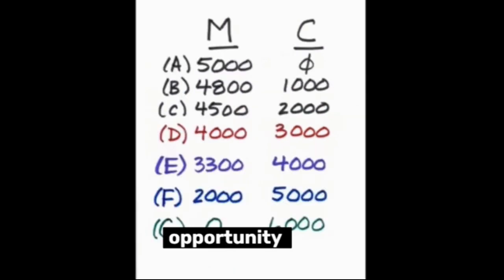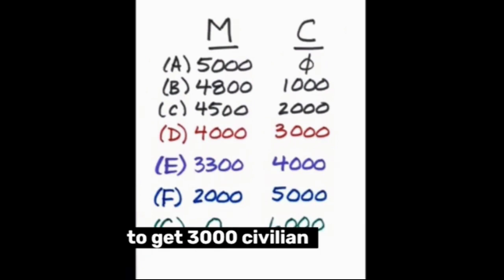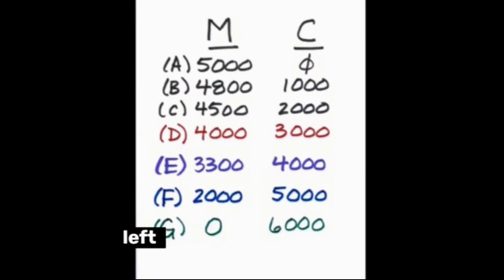Following this pattern of increasing opportunity cost, let's complete the table. To get 3,000 civilian goods, you drop to 4,000 military. To get 4,000 civilian, you drop to 3,300 military. To get 5,000 civilian, you drop to 2,000 military. And if you use every bit of society's resources for civilian output, you'll have 6,000 units of civilian goods, but not have any resources left for military production.